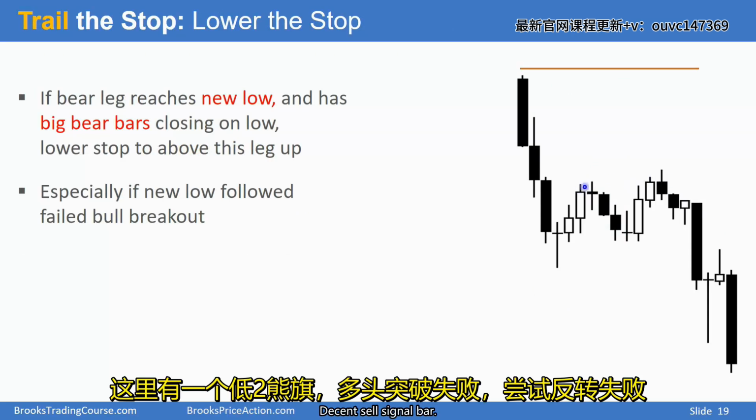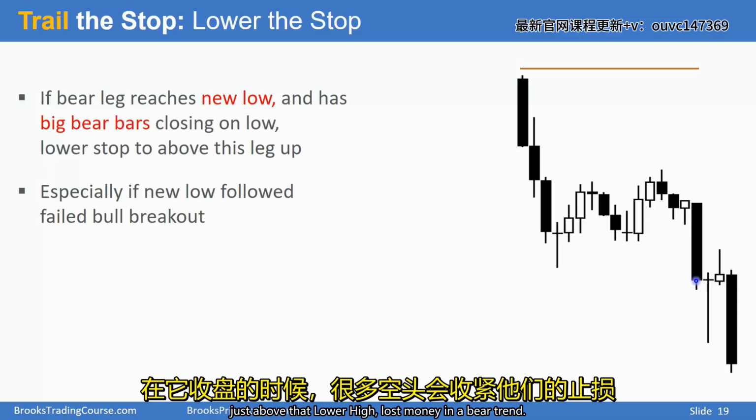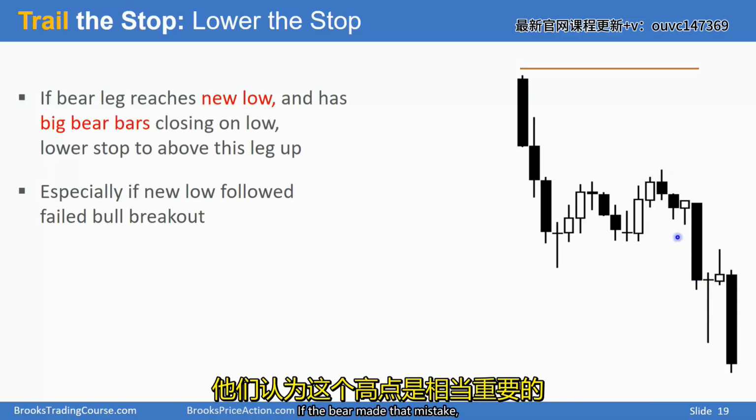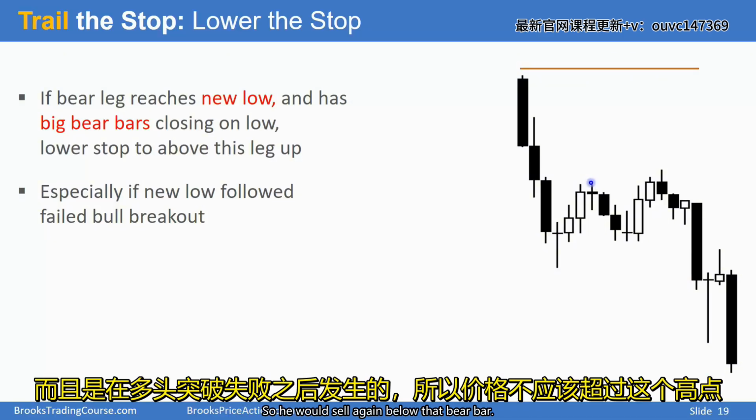Now here we have a low 2 bear flag, a failed breakout, a failed reversal attempt. And then we broke out fairly strongly to a new low. At this close, a lot of the bears will tighten their stops. They'll say, oh, this is pretty major. We got a new low and we have a pretty decent bear bar. And that's after trying to reverse up.